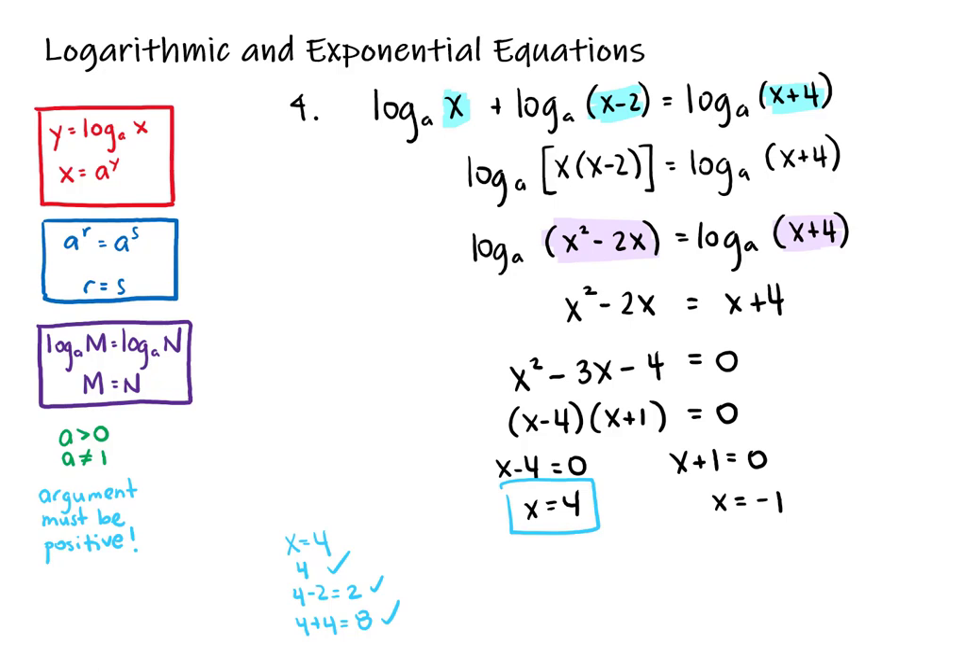Let's try it with x is equal to -1. And when I plug it into the first one, it's already negative. And so I don't have to test the rest of them because once it doesn't work, it doesn't work. And so we only have one solution. That solution is 4.